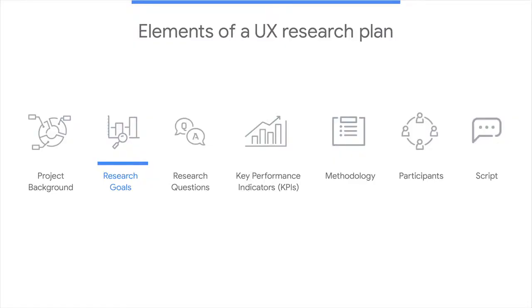Now, let's move on to the second element of a research plan: research goals. This element might also be called research objectives. Research goals state the specific ideas that you want to learn from the research or what you would like the outcomes of the research to be. Research goals help you understand what is the bigger picture of doing this research. And that's why identifying your research goals is so important. Essentially, they drive the entire study.